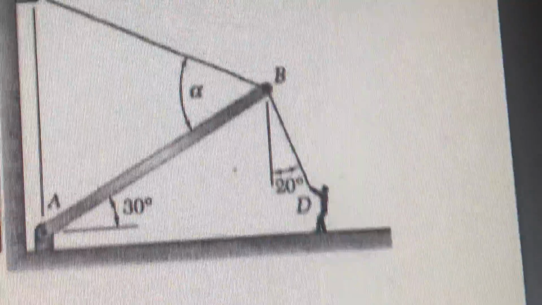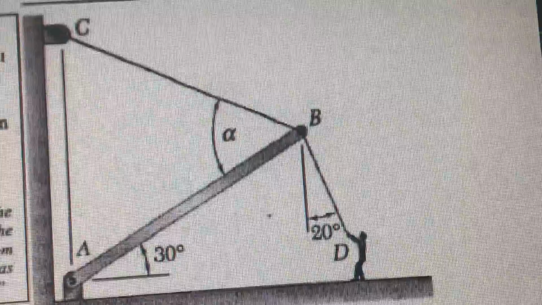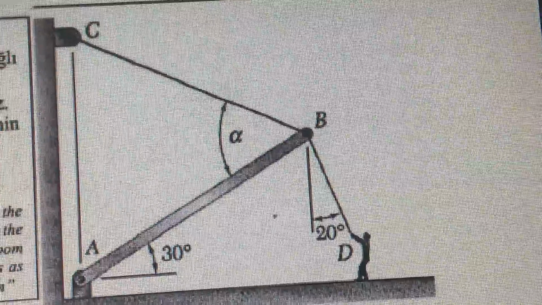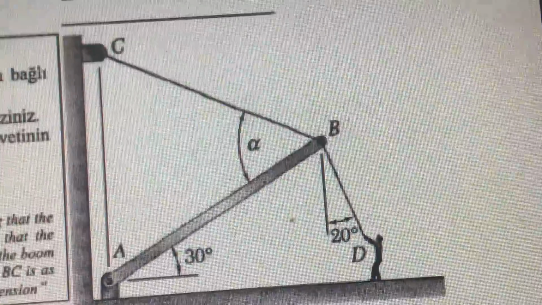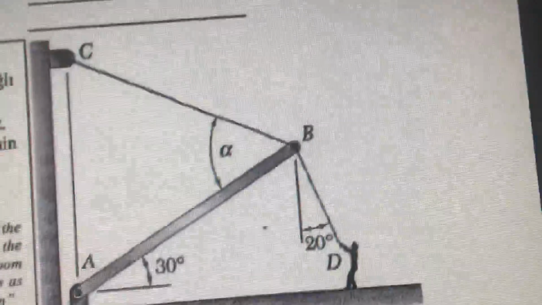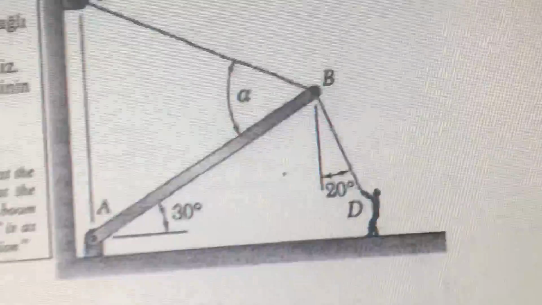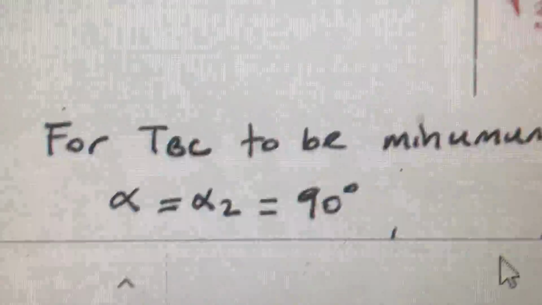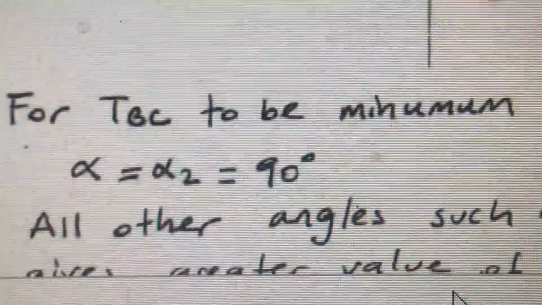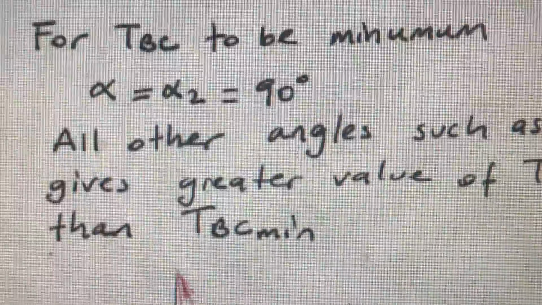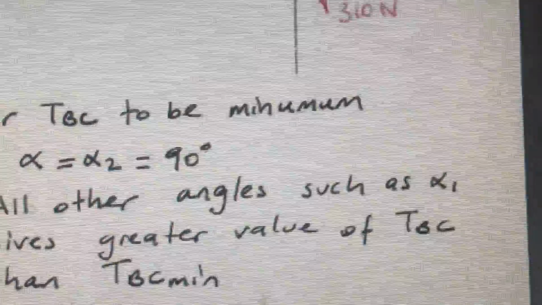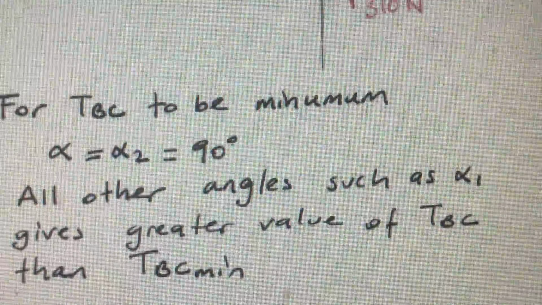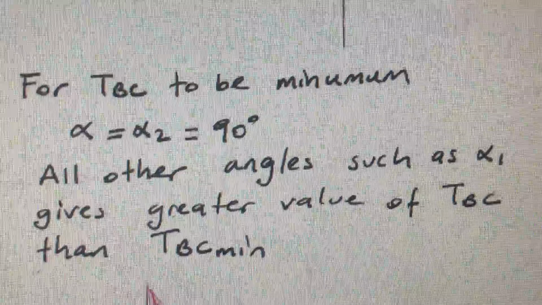What is the minimum cable BC? Well, it's by default. For TBC to be minimum, alpha has to be 90. This alpha has to be 90 to make it minimum. All other angles, such as alpha 1, give a greater value of TBC than TBC minimum.